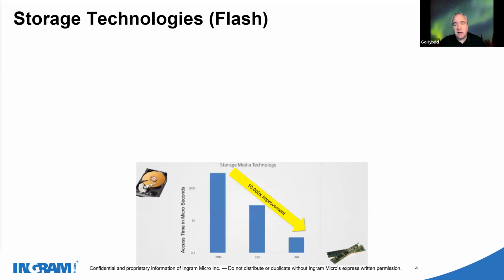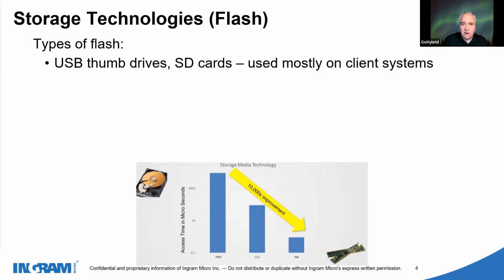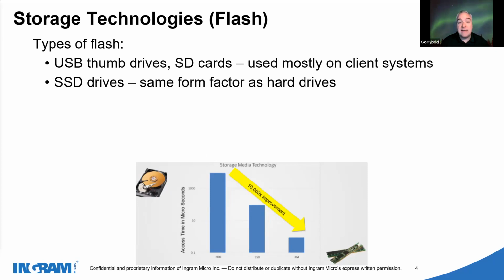So there are many different types of flash storage out there. There are the USB thumb drives and the SD cards that you usually find on client systems like desktops, notebooks, cameras, cell phones, things like that. It's that same transistor-based flash technology that you also find in SSD drives, which are just the same form factor as hard drives, making it easy to put SSDs in systems where we previously had hard drives.